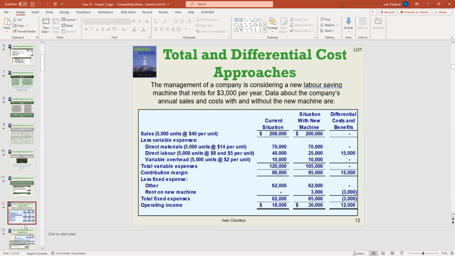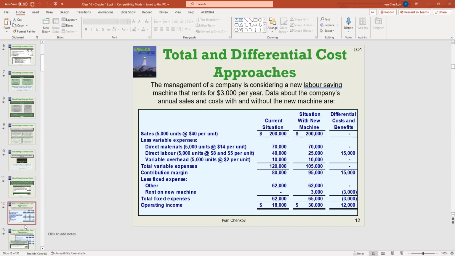So now, in order to make decisions, we have to understand that we can base our decision on the full financial statements, or on a different approach, which is the differential approach. So we're going to see only the differences, what we're improving versus what we're saving.